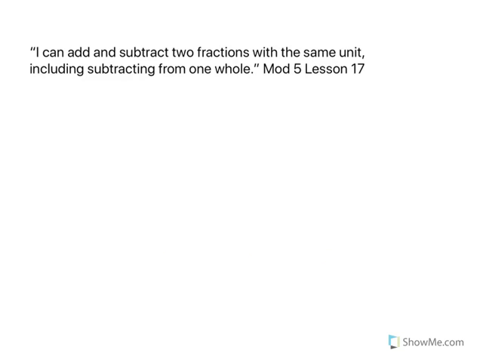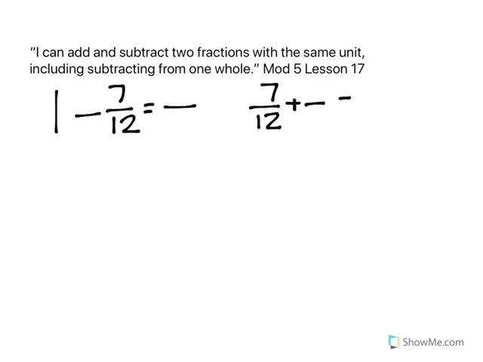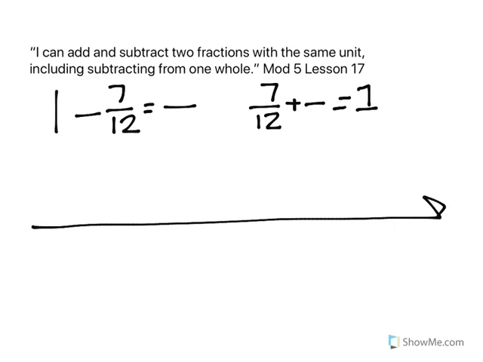Problem number 2. So go ahead and write this down with me. 1 whole minus 7/12 equals an unknown fraction. Or we can rewrite that as 7/12 plus an unknown fraction equals 1 whole. Okay, so on this one I'm going to show you how to do it using a number line, and we're familiar with a number line because we use that in class.